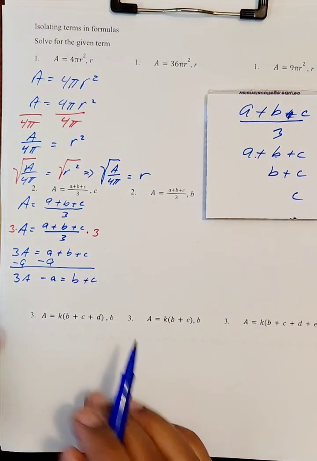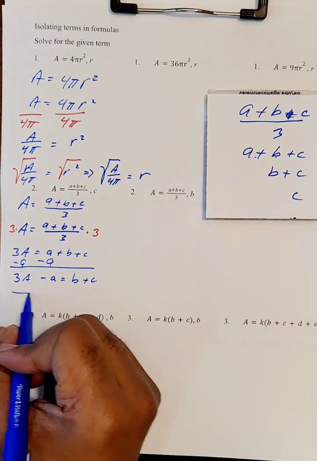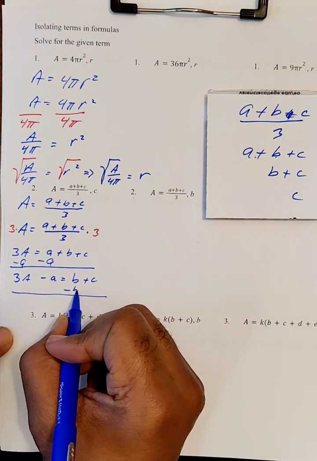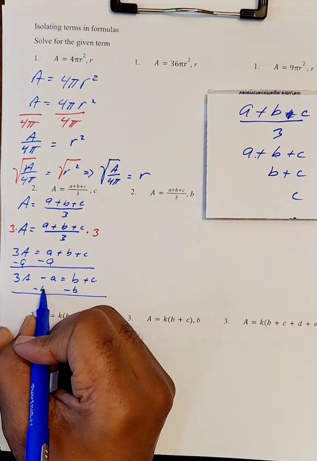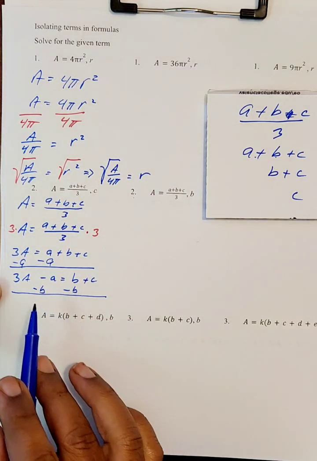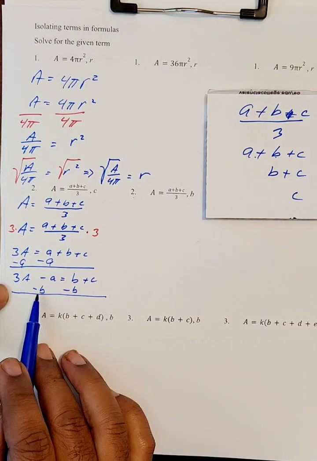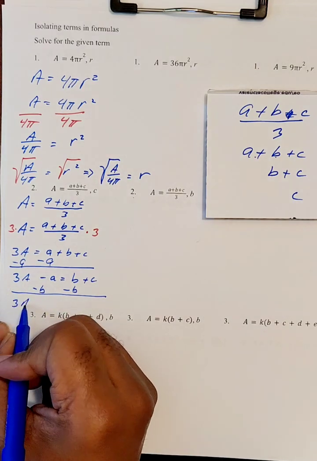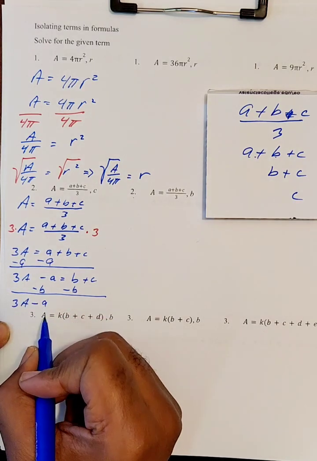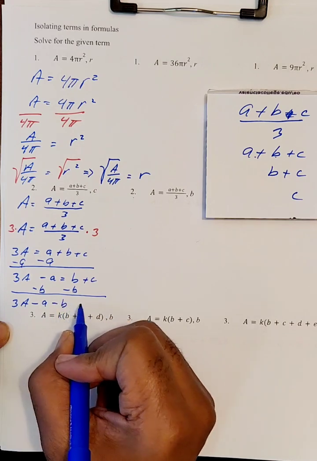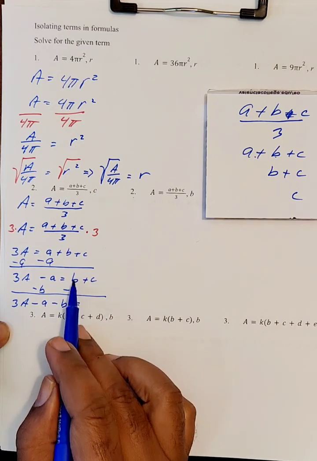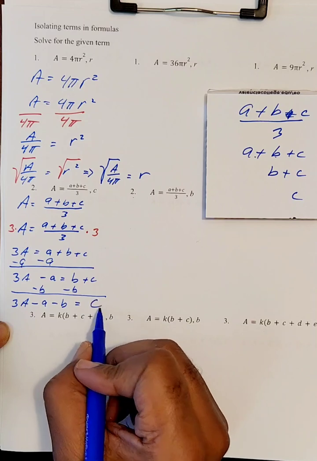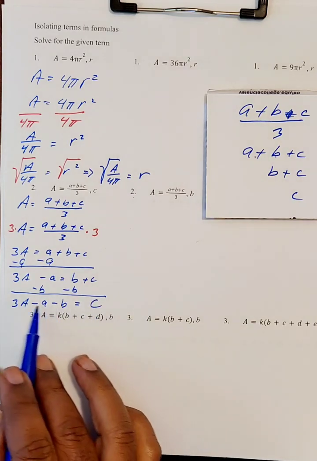Okay, next we want to get rid of the b. So I'm going to use a subtracting b on both sides. Okay, and since none of these are like terms, we'll just sit all 3 of these next to each other. So we'll have the 3a, the minus a, and the minus b. And that will equal, this cancels, and the c is left. And that's c isolated.